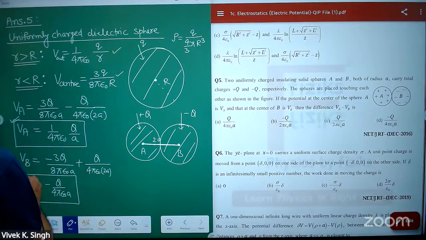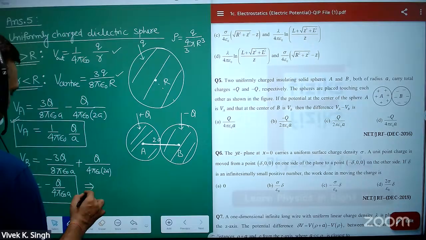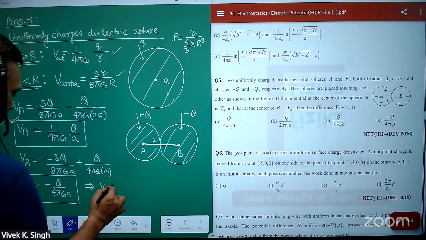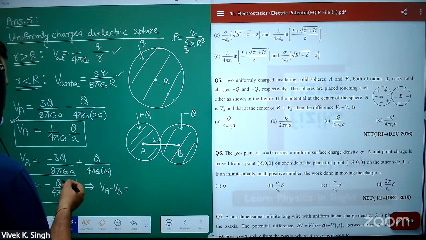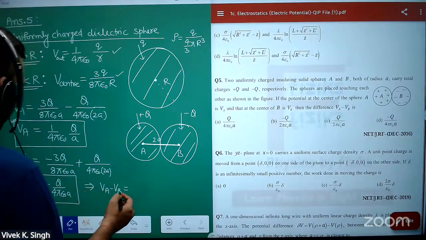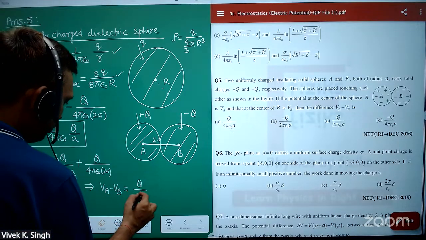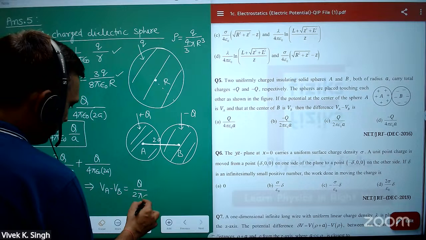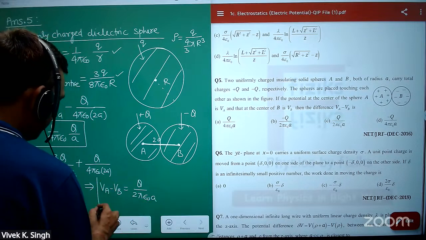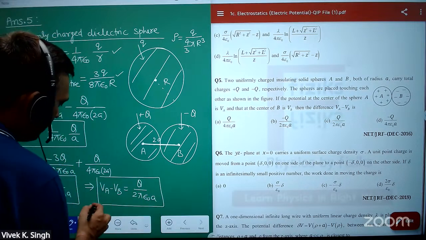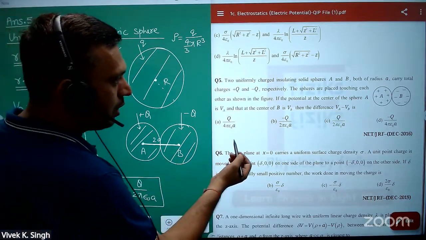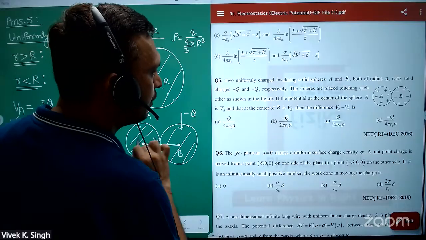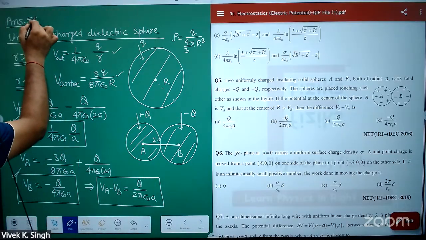So you know VA and VB, and if you take the difference, VA minus VB, so 2q, this will be q by 2 pi epsilon naught A. So at least in this case, the option is q by 2 pi epsilon naught A. So option C is correct here.